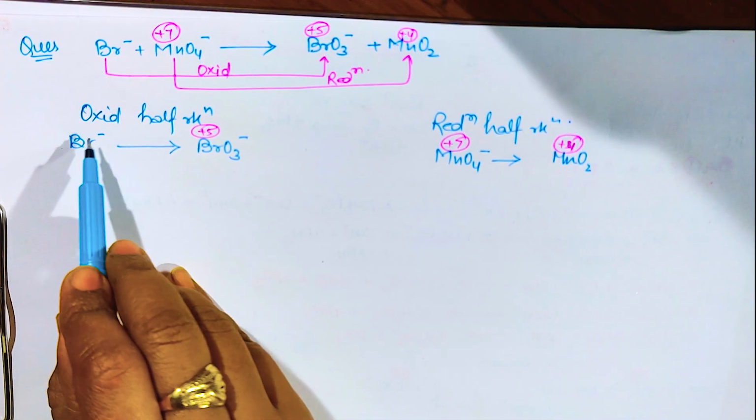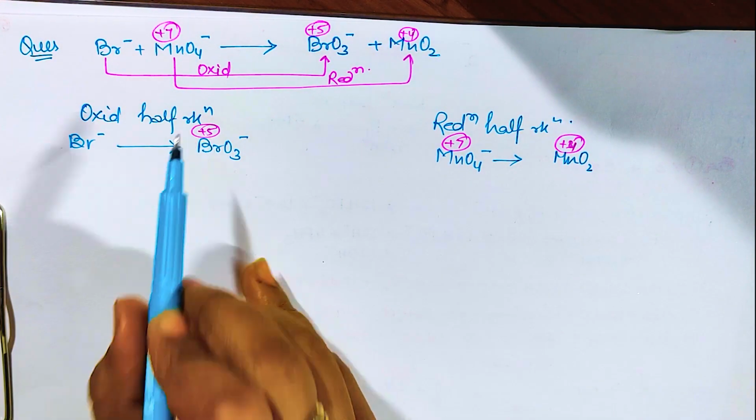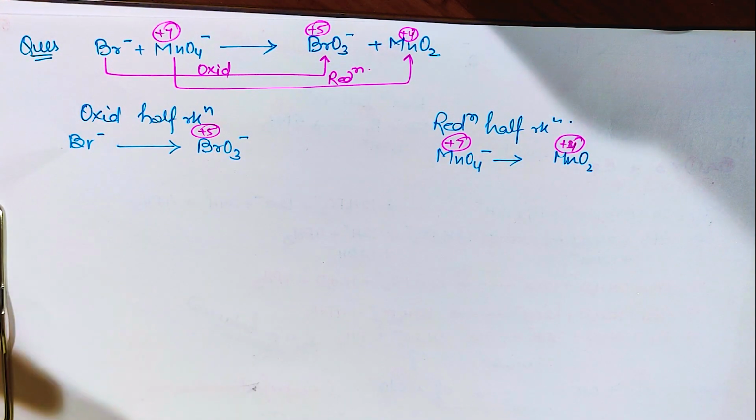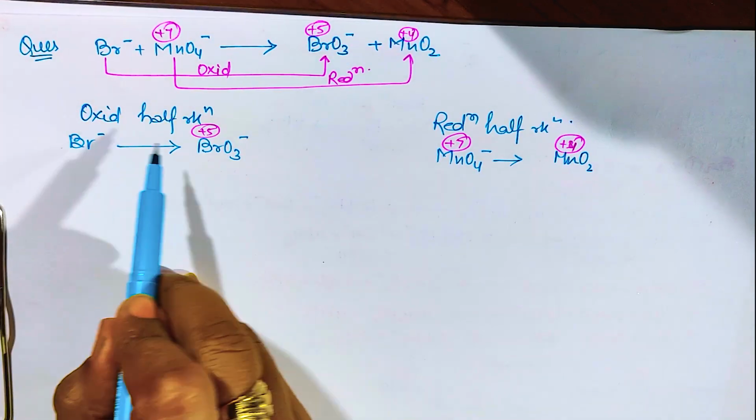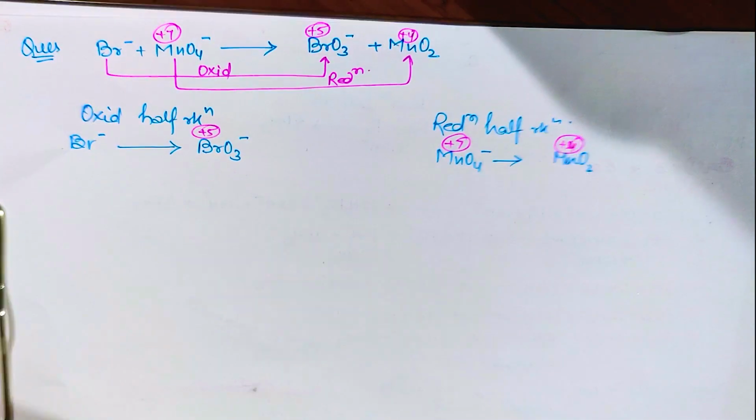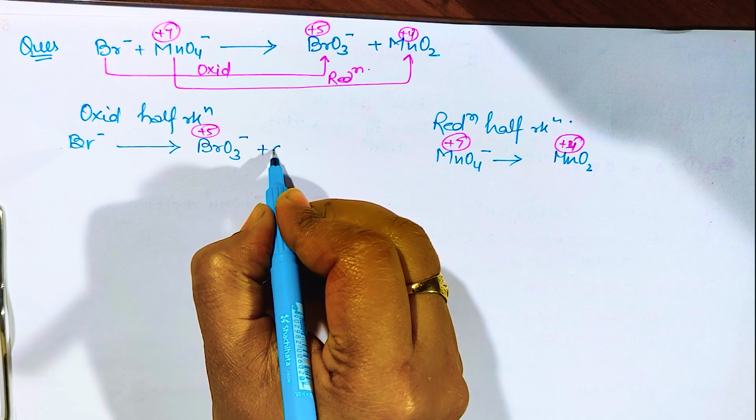So the total difference: for one it is -1, for the other it is +5. That means the total difference is 4? No, it's -1 to +5. That means the total difference is 6. Got it? So 6 electrons I have to add.